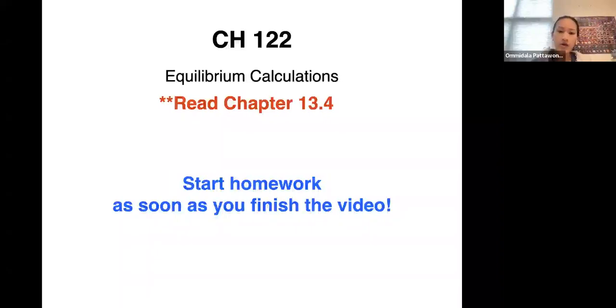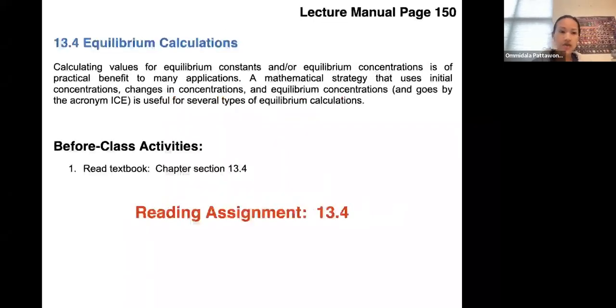In this lecture video, we are going to take a look at calculations that involve chemical equilibrium. Please read the OER textbook chapter section 13.4 for more detail. The calculation that involves equilibrium is going to focus on the concentration of the substance within the chemical reaction.